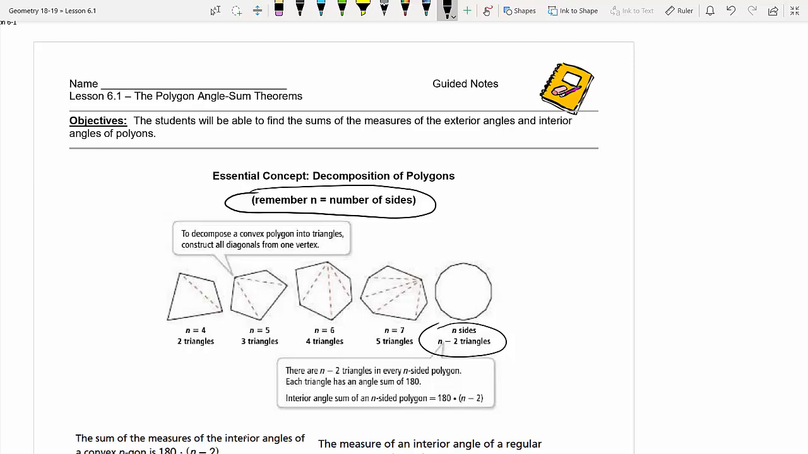So it creates this interior angle sum theorem, that no matter what size figure I'm given, it's 180 degrees for each triangle times n minus 2. So you just take the number of sides, subtract 2 from it, and then multiply by 180, and that will tell you the sum of all of the angles inside of a figure.